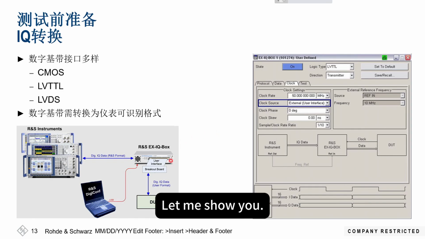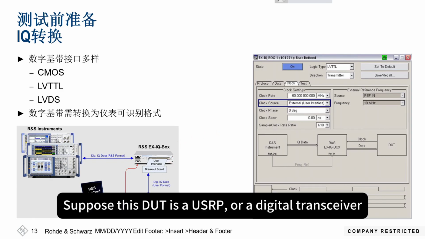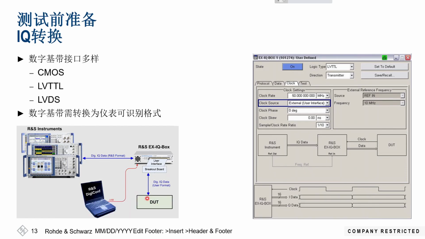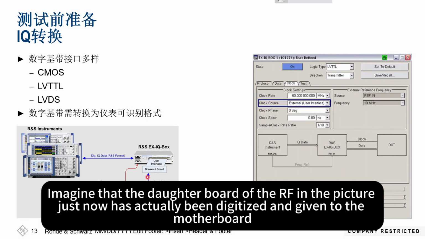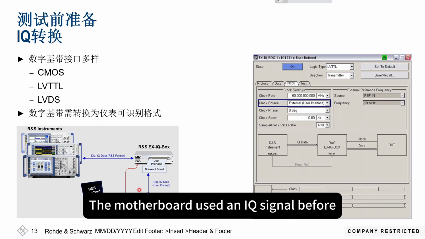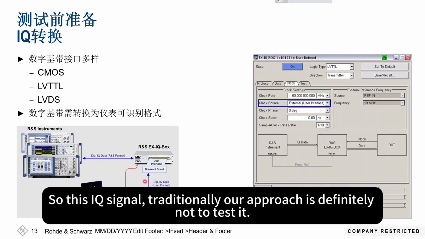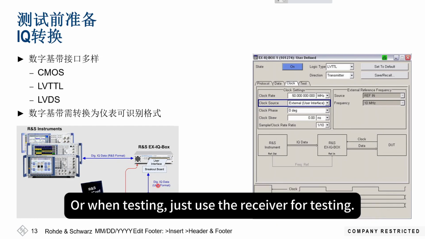Let me show you. Suppose this DUT is an SBRP, or a digital transceiver. If you want to measure the IQ signal quality itself, good or bad, imagine that the daughter board of the RF in the picture just now has actually been digitized and given to the motherboard. The motherboard uses an IQ signal, and traditionally our approach is definitely not to test it. Or when testing, just use the receiver for testing.